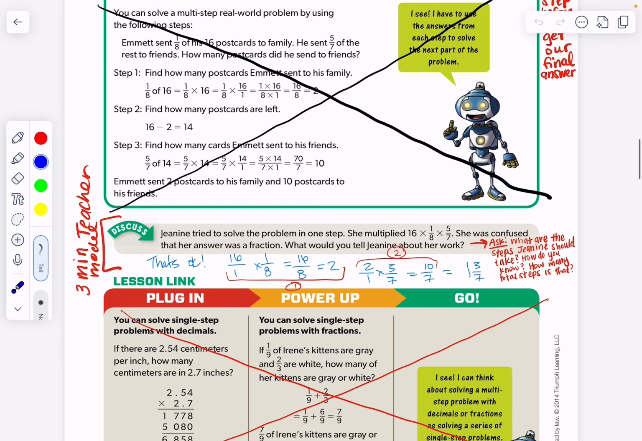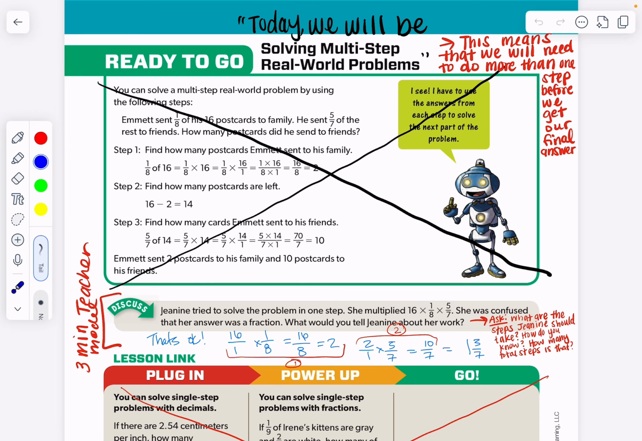And so because today is on multi-step word problems, we also want to mention to students that this means they will need to do more than one step before getting to their final answer. And so with that in mind, I think launching students into a 3-minute turn and talk around how they can tackle this question is going to be ideal. It's actually the perfect type of question to let students know, oh, okay, this is what it means when we say we need to do more than one step, right? Because this question says Janine tried to solve the problem in one step. She multiplied 16 times 1, 8 times 5 sevenths. She was confused that her answer was a fraction. What would you tell Janine about her work?